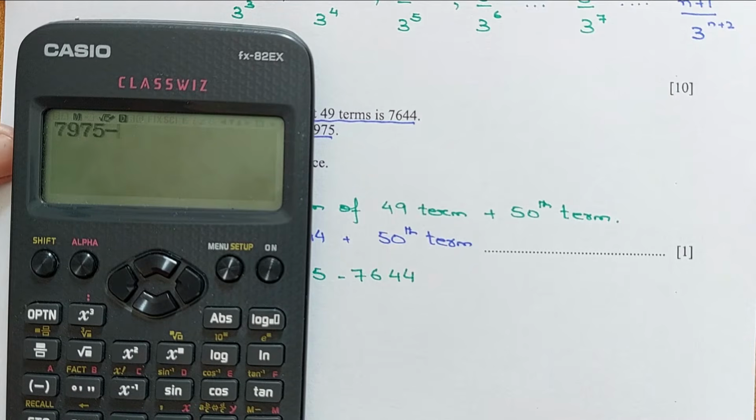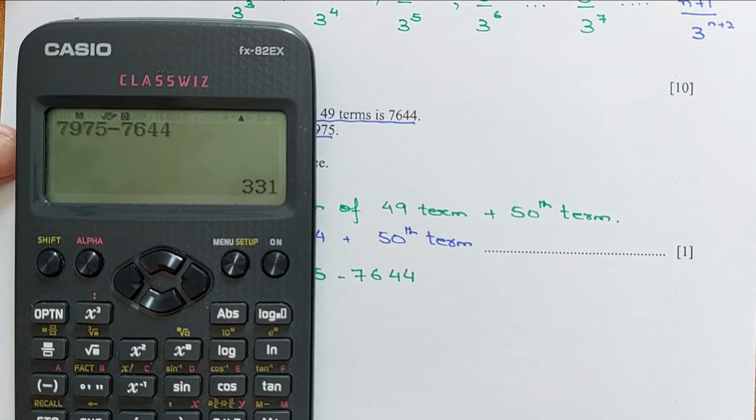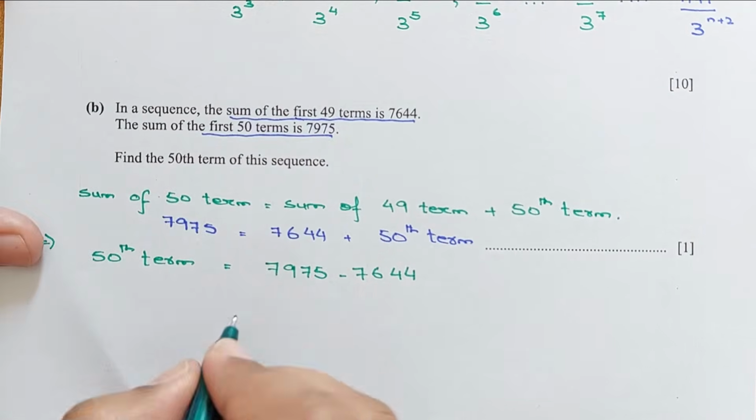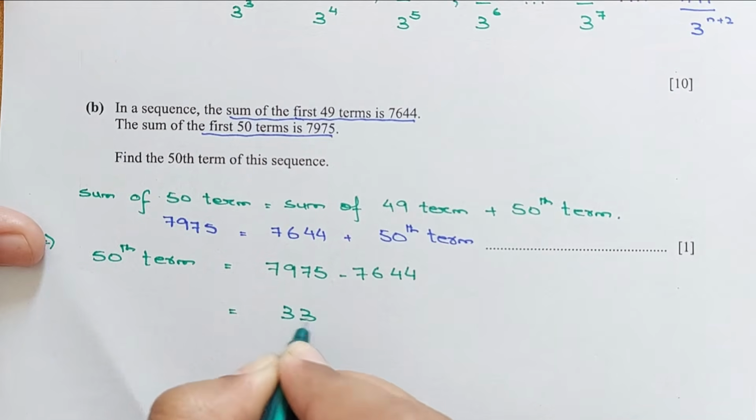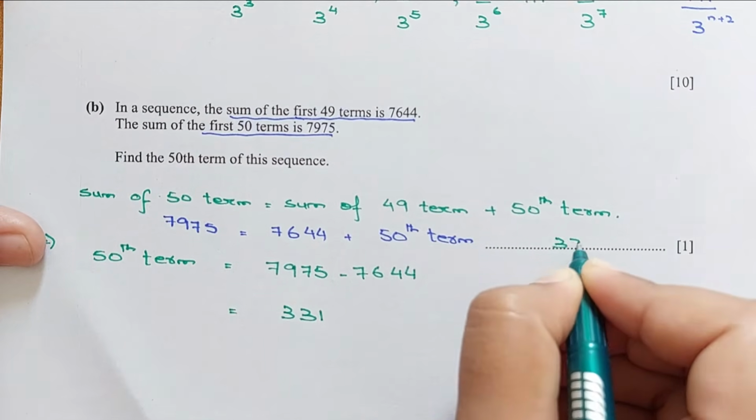7975 minus 7644. This is 331. 331 is the 50th term of this sequence.